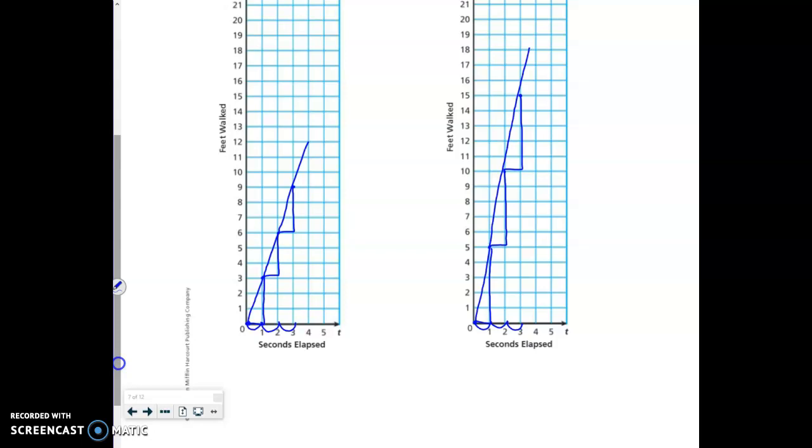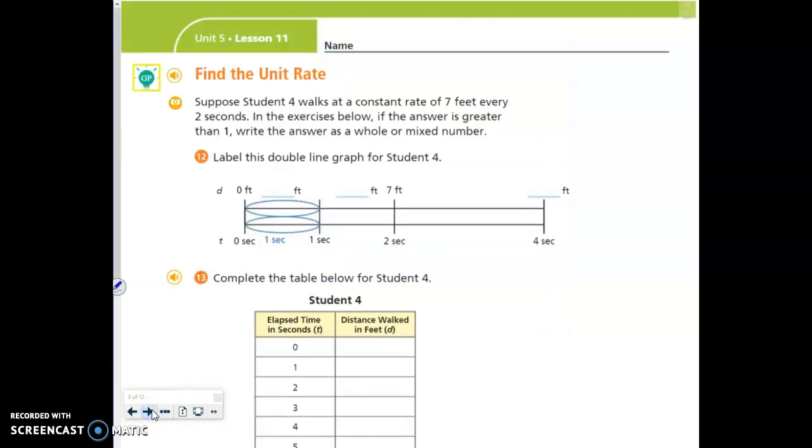But sometimes, like I mentioned earlier, they will not give us the unit rate, and we have to find the unit rate. So I'm going to have you jump ahead a couple pages to page 269, where we have to now find the unit rate of what we are working with here.